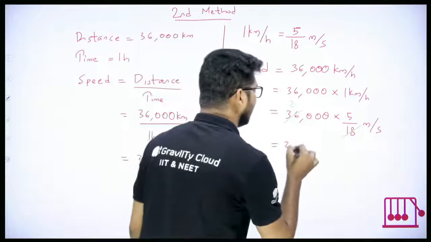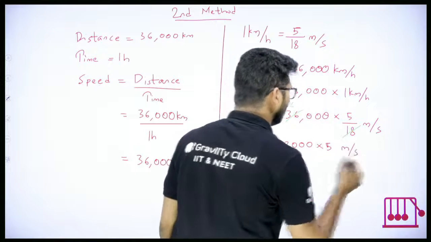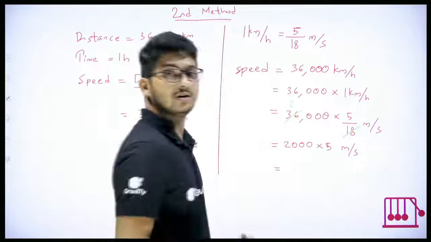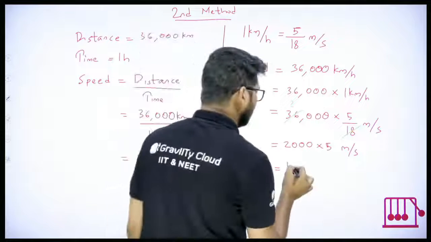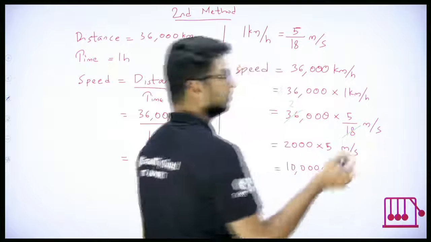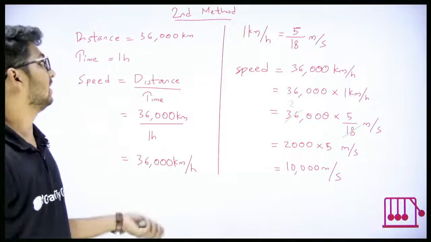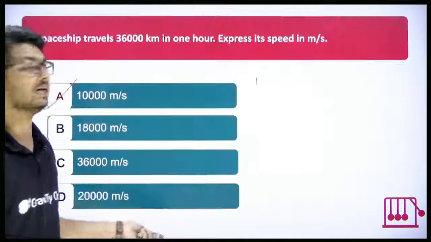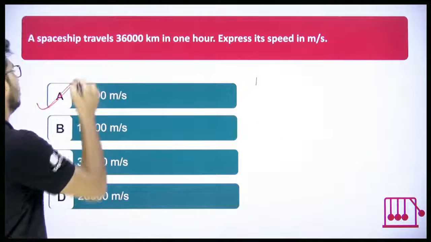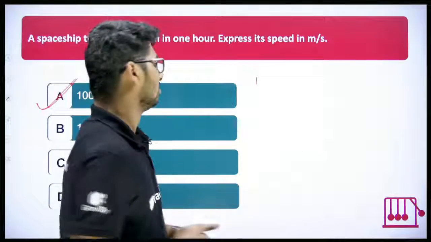So 2000 into 5. But what is 2 into 5? 2 into 5 is 10. You already have 3 zeros. So 10,000 meter per second. You can do it anyway. With this second method or the first method, you will get the same answer, option A, and that is the answer. Okay, so that's good, everyone.